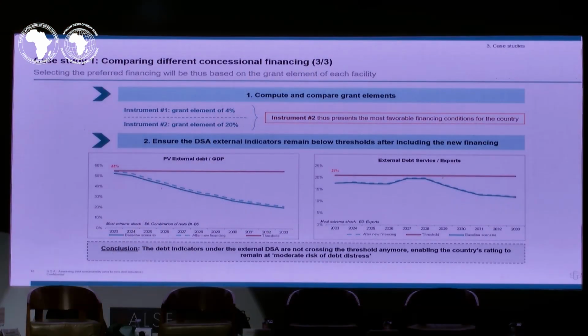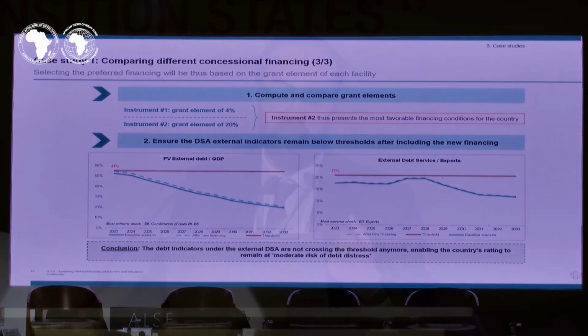Remember, before we were looking at the two ratios that were under pressure, the PV of debt to GDP and the external debt service to exports. What we are seeing here is that the impact is quite limited when only contracting one of these loans. So for this specific country, we can say that they might not have the space to contract these two loans simultaneously, but contracting one of them at least will not create too much pressure on their DSA profile.